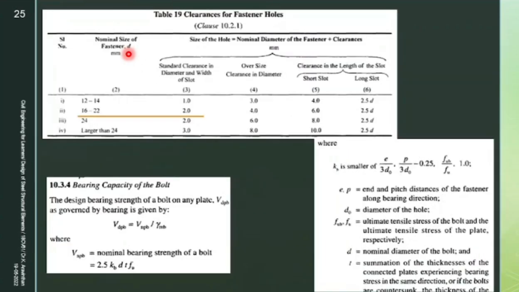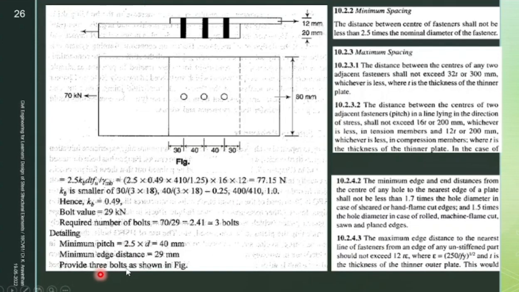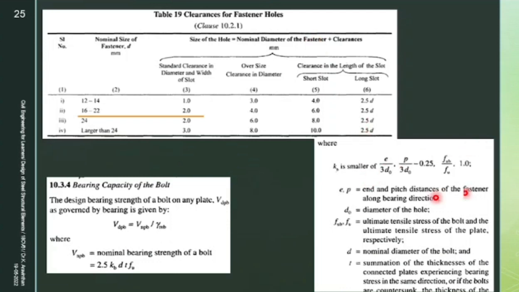Next you find the bearing capacity. Nominal bearing strength of bolt. How to find that? The formula is 2.5 kb d T into Fu. Take down the thickness of the plate is 12 mm and 20 mm. So you have two numbers of thickness of plate. Now these three are your formulas.